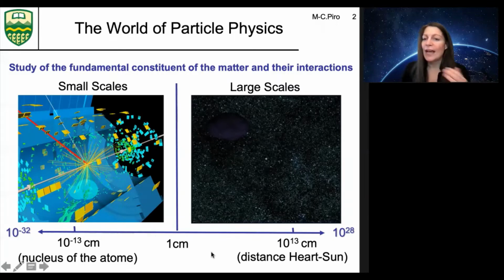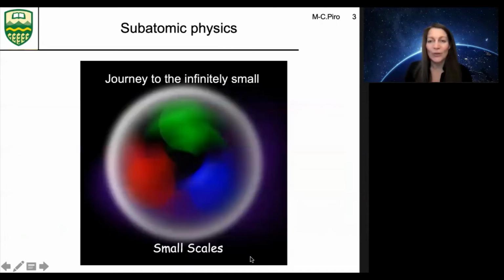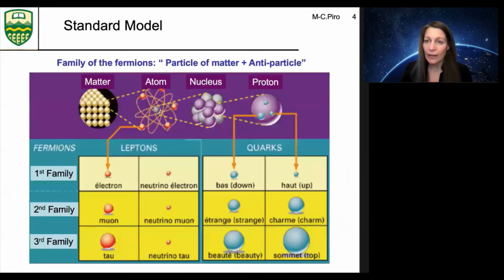So let's first have a tour towards the infinitely small. But that means the study of subatomic physics. And we have in subatomic physics the standard model. The standard model is similar to a dictionary of all particles we have detected, and it includes fundamental particles of matter plus their antiparticles. So we name them fermions.